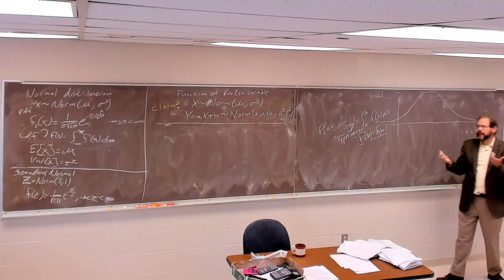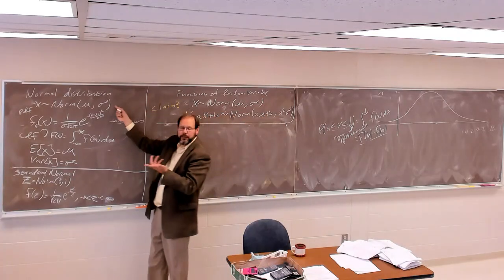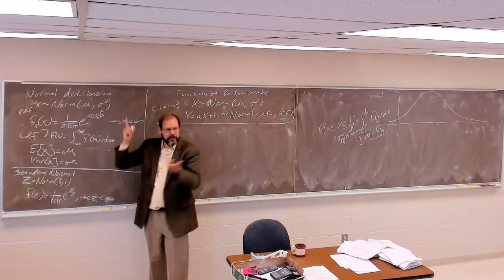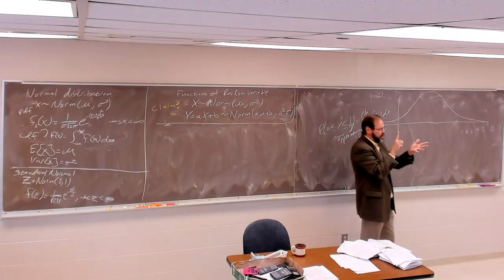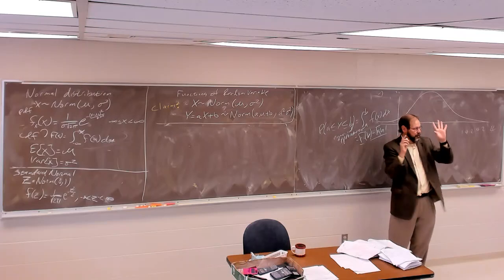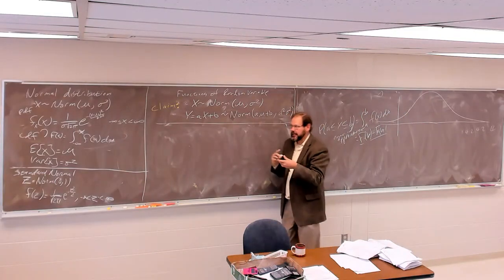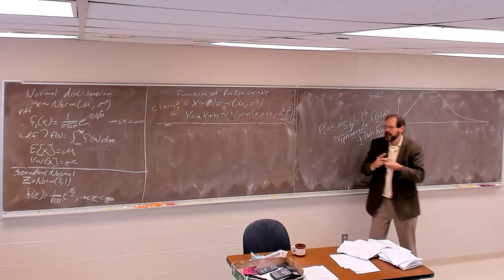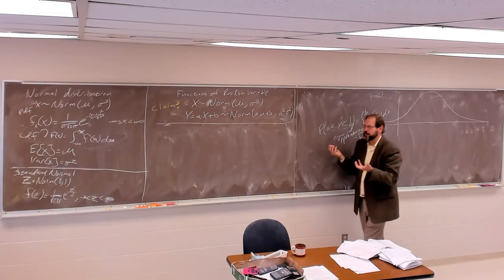The problem here is that every time I have a new normal random variable, a new normal distribution, I would need a new table. Every time I have a new mu, and every time I have a new sigma, I would need a new table like that one to tell me what the areas are, and have to calculate them myself. That would be a problem. I need infinitely many tables to end up doing that.